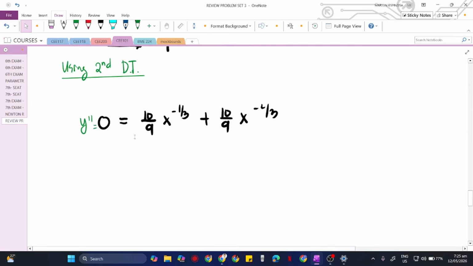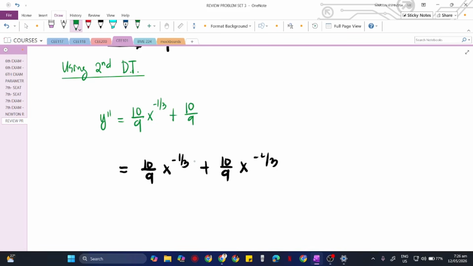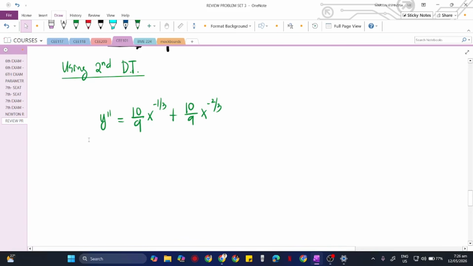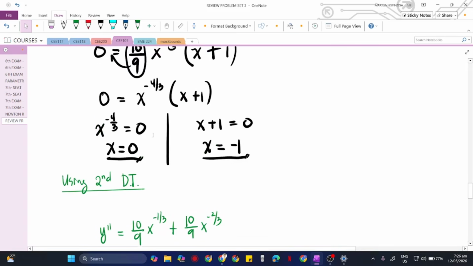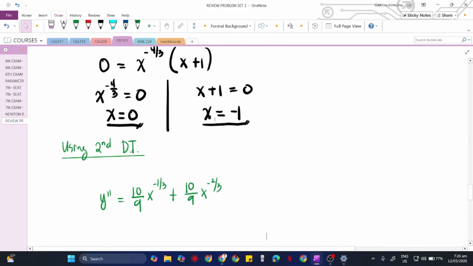Okay. So, this is our y double prime. Tama ba? Sulat ko lang to saglit. Sandali lang, class, ha? Kasi gagamitin natin to: x negative 1/3 plus 10 over 9 x negative 2/3. Pero, una, yung ipa-plug in natin ng mga values dito is hindi yung points of inflection. Kasi, ang gagawin natin is to test if whether these are the points of inflection.